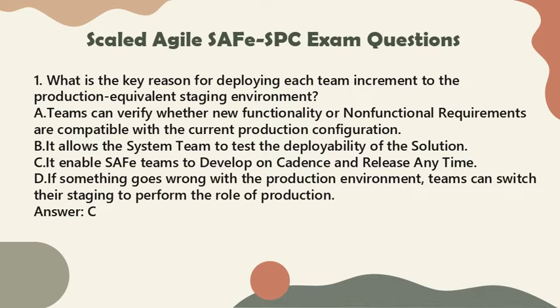C. It enables SAFe teams to develop on cadence and release any time. D. If something goes wrong with the production environment, teams can switch their staging to perform the role of production. Answer: C.